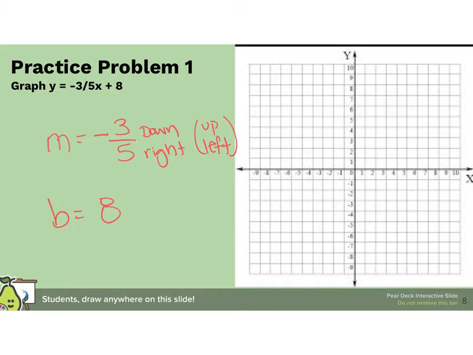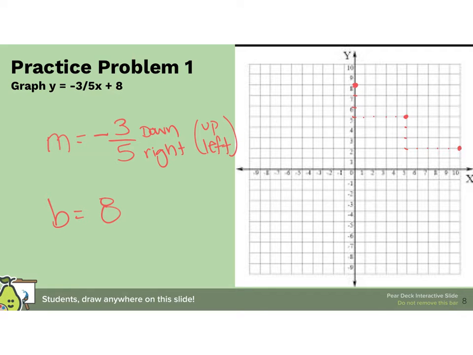So y-intercept first. Go to the y-axis, go straight up to 8. Then I'm going to go down 3, 1, 2, 3, and right 5, 1, 2, 3, 4, 5. So you couldn't go up and left if you wanted to because it's too high up already. So we have to go down and right. And we'll do that again. Down 1, 2, 3, to the right 1, 2, 3, 4, 5.